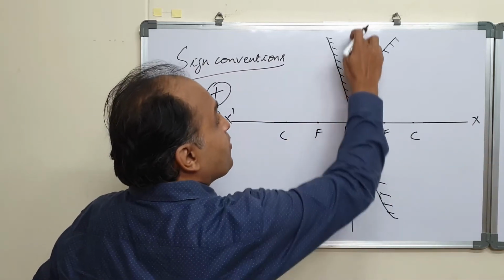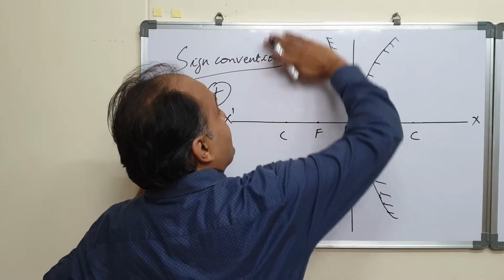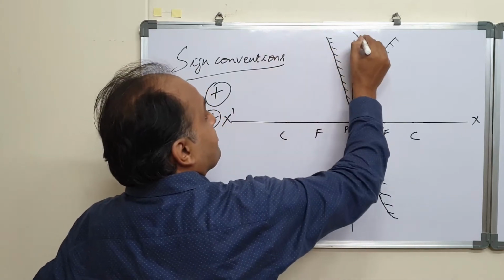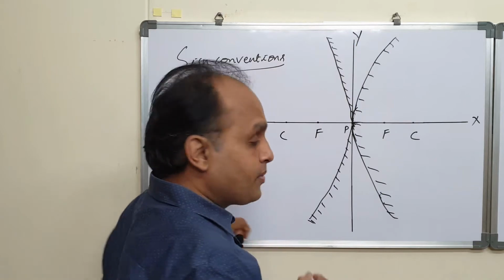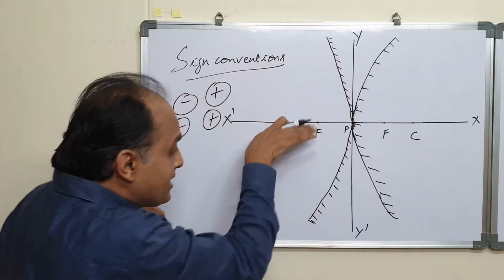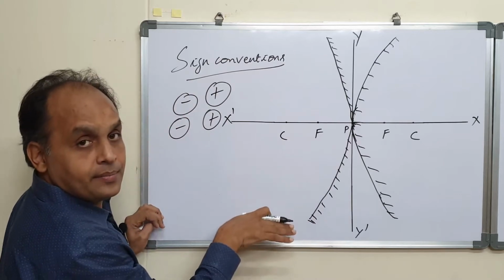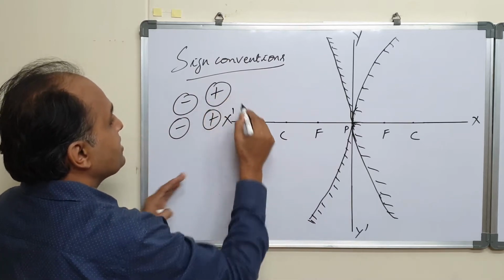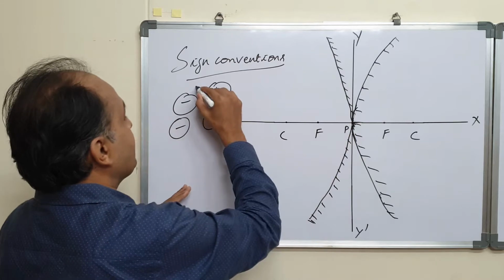Similarly, this is the positive side of the y-axis. That's why I told these as the positive side of the y-axis. And this is the negative side of the y-axis below. That's why these distances are negative, I said. Okay. So all the distances from the pole on the left are taken negative.